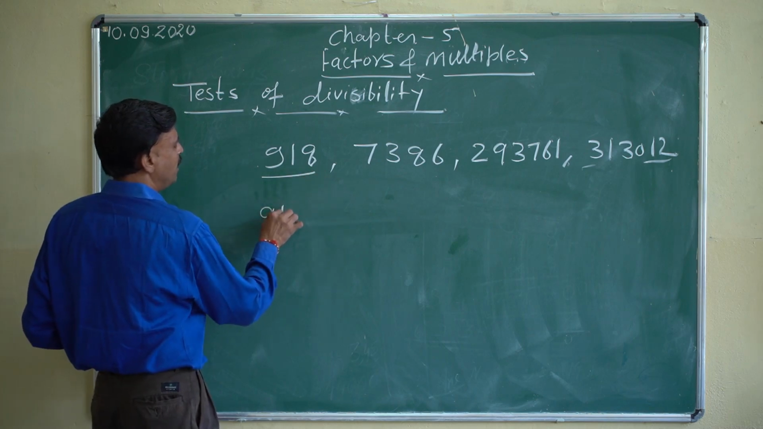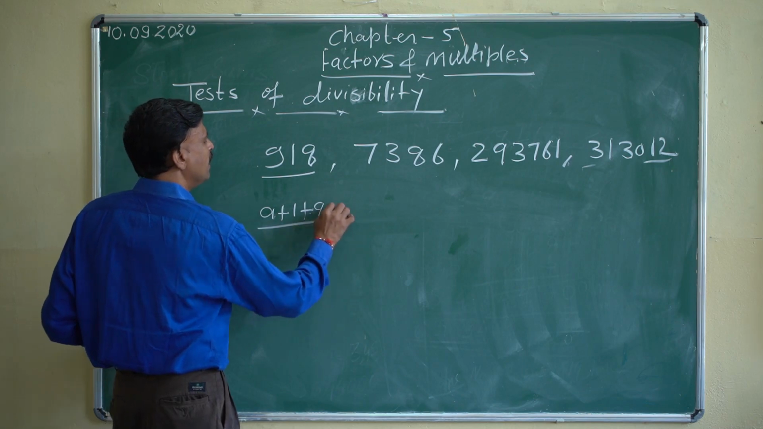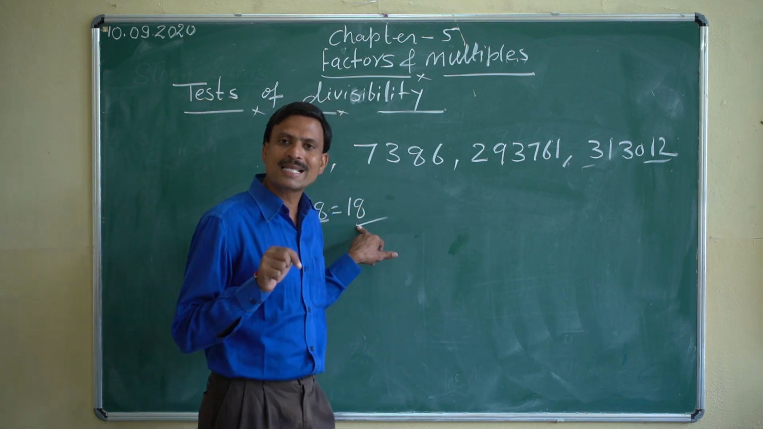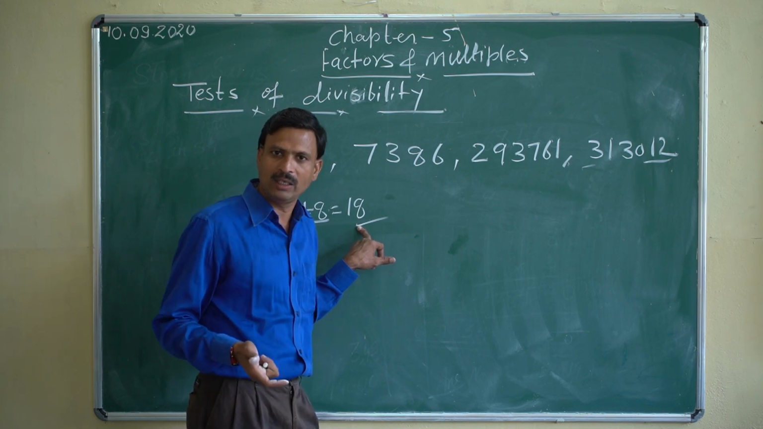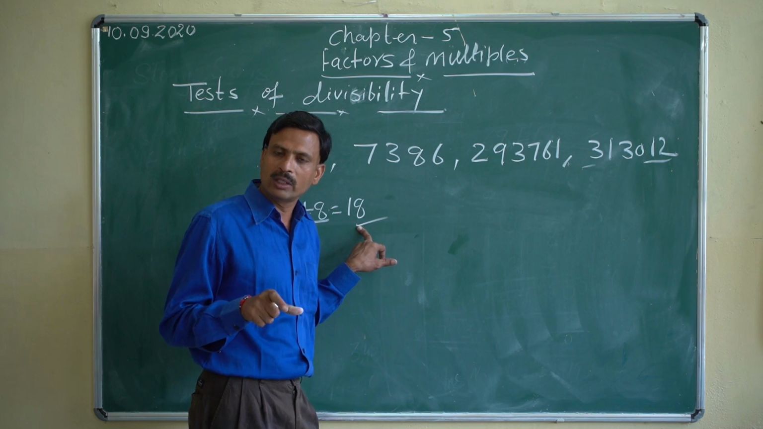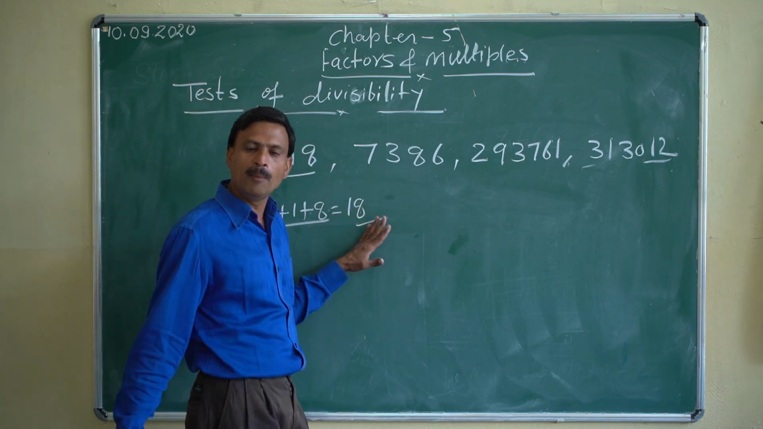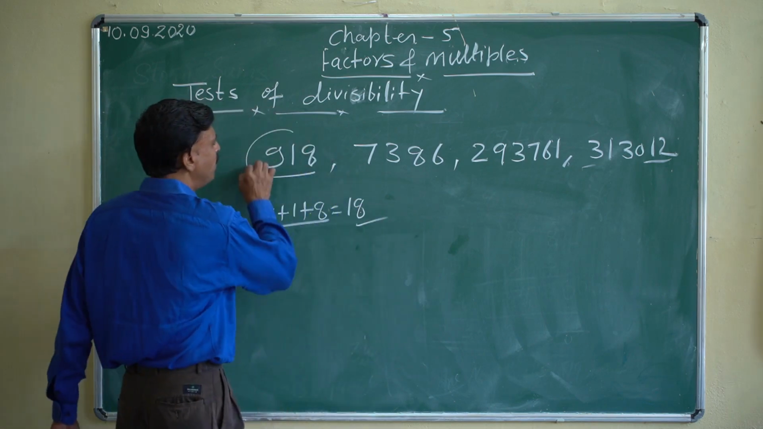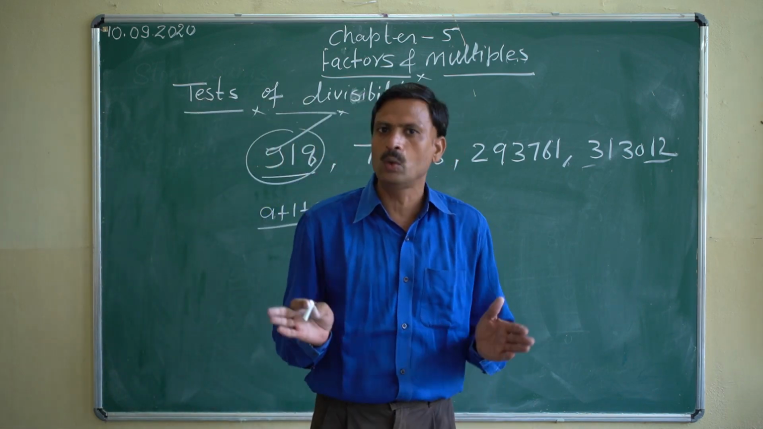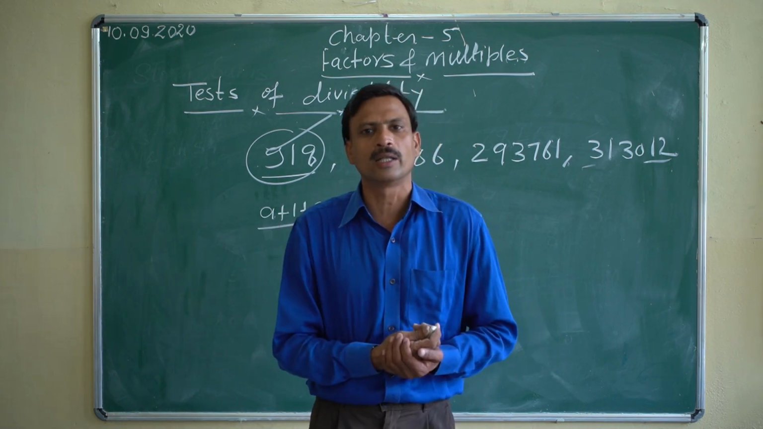9 plus 1 plus 8, what is coming? It is 18. And this 18 is a multiple of 3. 18 is exactly divisible by 3, it comes in the table of 3. Since the sum is a multiple of 3, the number will be divisible by 3. So without dividing, we are able to know that this number is divisible by 3.